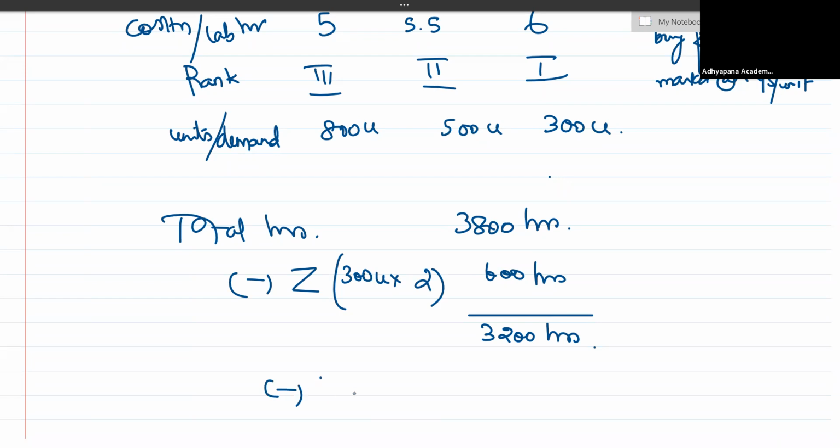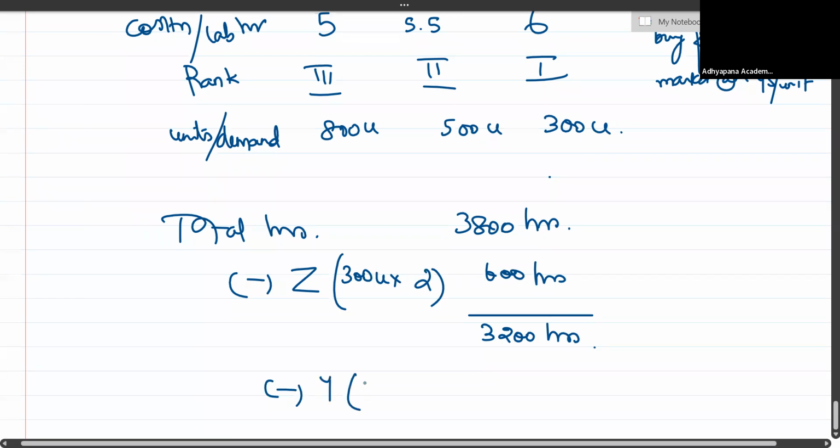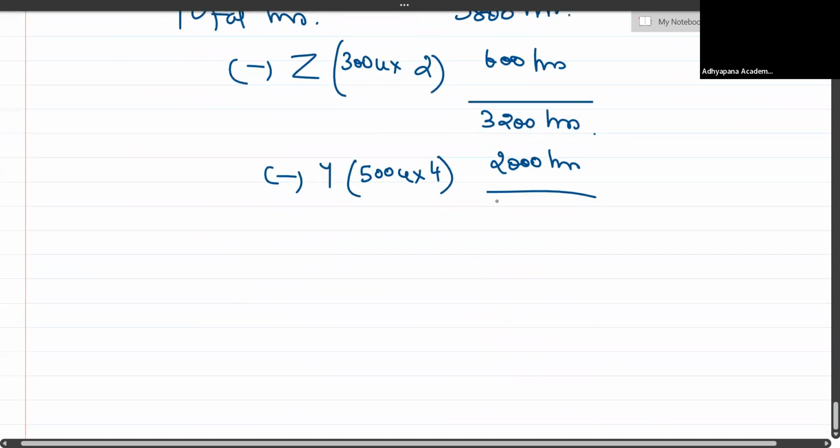After Z, you will give for Y. For Y, how much is the maximum demand? 500 units. For every unit of Y, it needs 4 hours, which means you need 2,000 hours for Y. This is for meeting the external demand. Then coming to hours available for X. Hours available for X is only 1,200 hours.